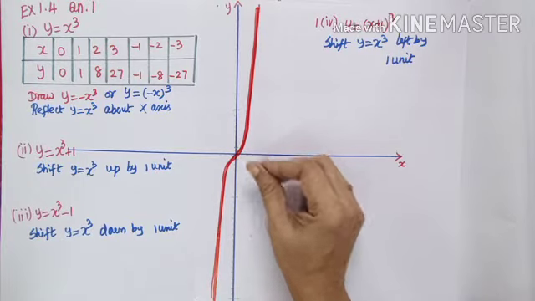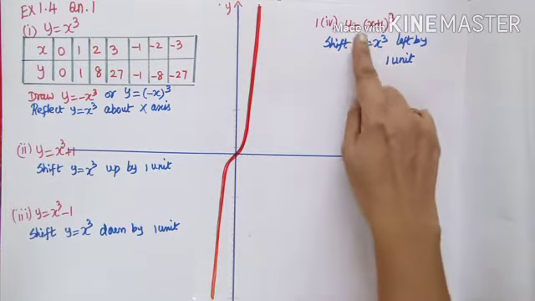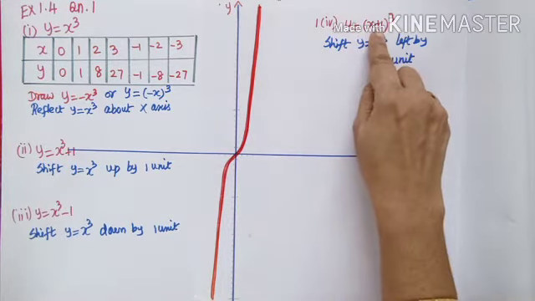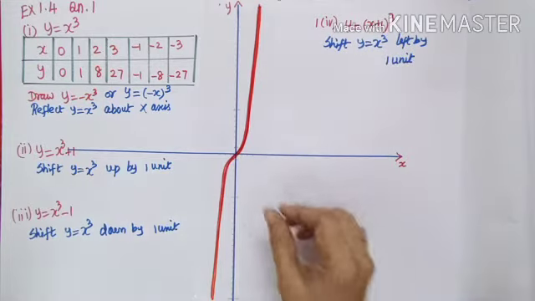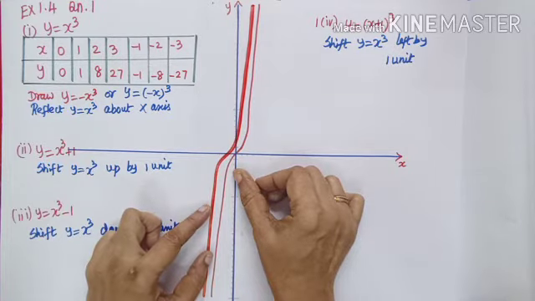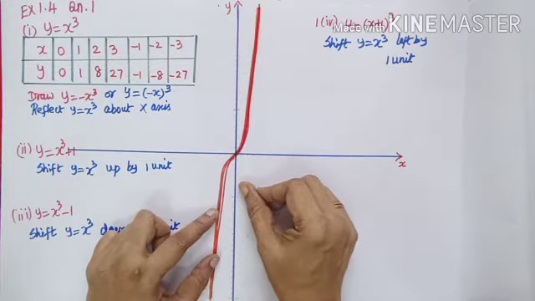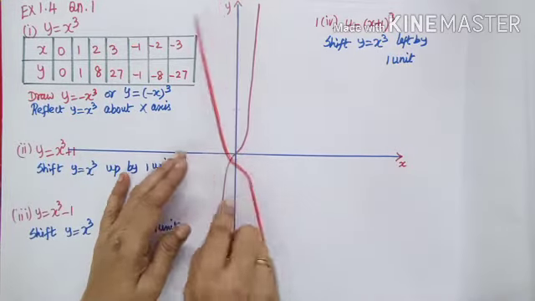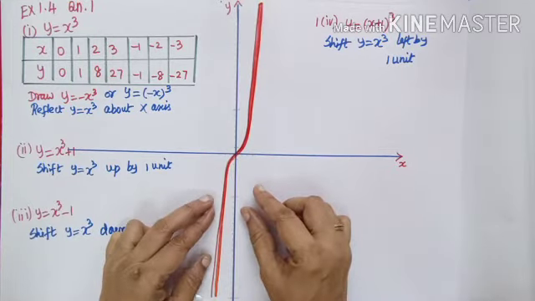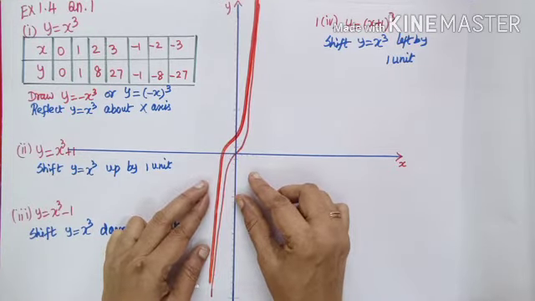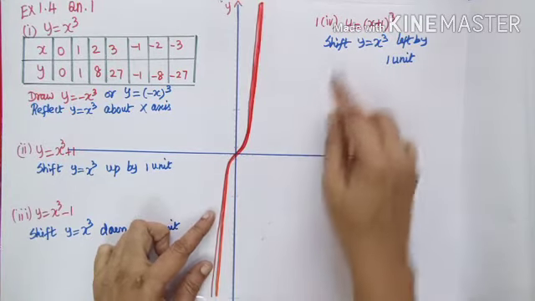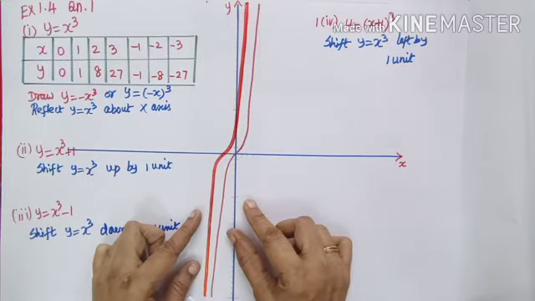Now this is the original question. We have to find x plus 1 the whole cube. X plus 1 comes, shift it left by 1 unit. So, this is the diagram. Shift it left by 1 unit. So, we have the 4 diagrams. One is reflection. The second one is the given diagram shifting up by 1 unit, the third one shifting down by 1 unit, and the fourth one shifting left by 1 unit.